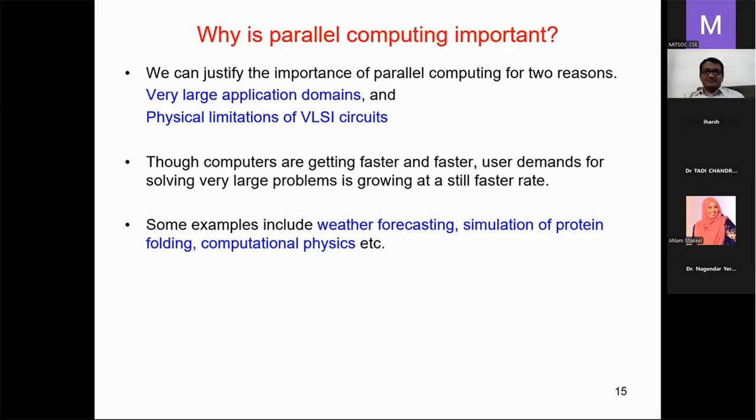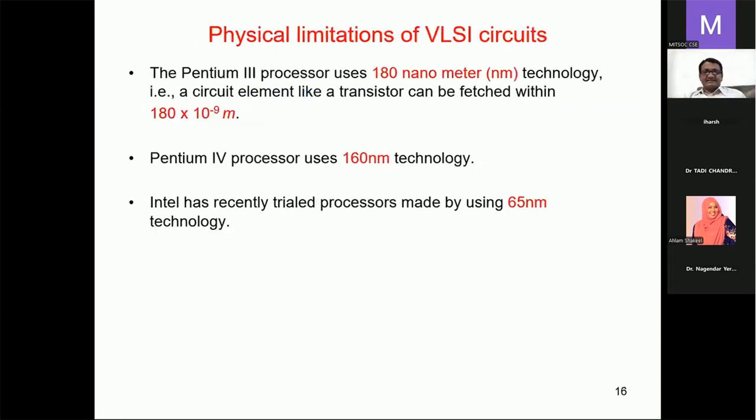So now, these are some mathematical foundations of quantum computing, but you also have to see the physical limitations of VLSI circuits, like Pentium 3, Pentium 4, and now the recent hyper-threading technology. It has already gone beyond nano units. Pentium 4 processor uses 160 nanometer technology. Pentium 5 uses 240, more than that, nanometer technology, right? So this is something that will come up.